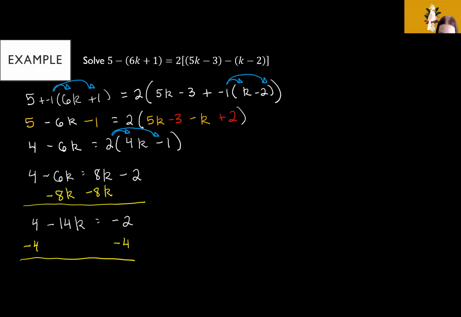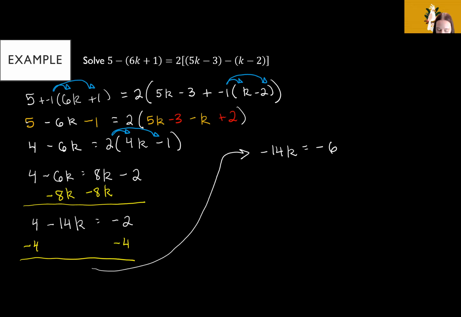And then, as predicted, I'm running out of room. So 4 minus 4 is 0. We're going to get a -14k equals -6. -2 minus 4 is -6. So now that I've done my addition and subtraction, you should only do this step once or twice. You never need to do it a third time if you simplified all the way.